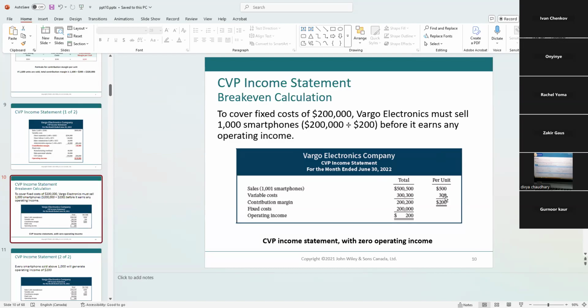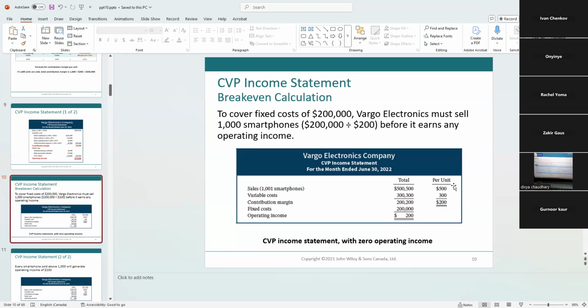Well, the contribution margin of that unit is going to come directly to our operating income. Why? Because we already covered the fixed cost. With the 1,000 units, we're covering the $200,000. And once we sell one additional unit, if we sell 1,001 smartphones, the contribution margin from that additional smartphone is going to come to our operating income.